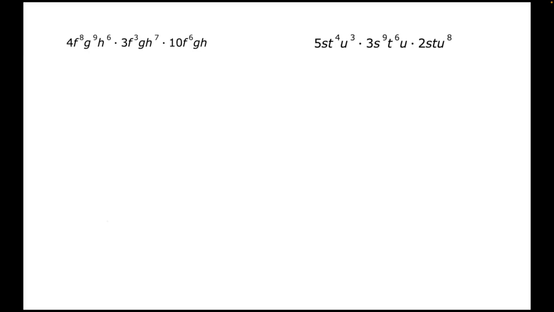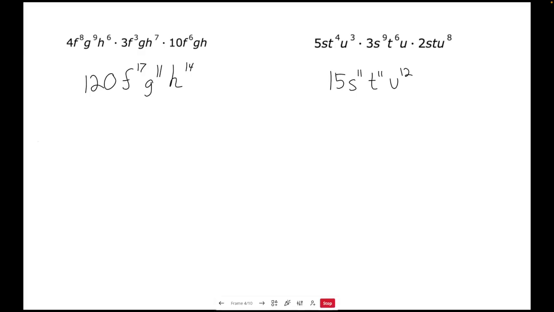Okay, now that you've had time to work on these problems, let's check your solutions. All right, for the first problem, you should have gotten 120 f to the 17th, g to the 11th, h to the 14th. And for the second problem, you should have gotten 15. Oh, I apologize, that should have been 30. Okay, now it's fixed. 30, s to the 11th, t to the 11th, u to the 12th power.